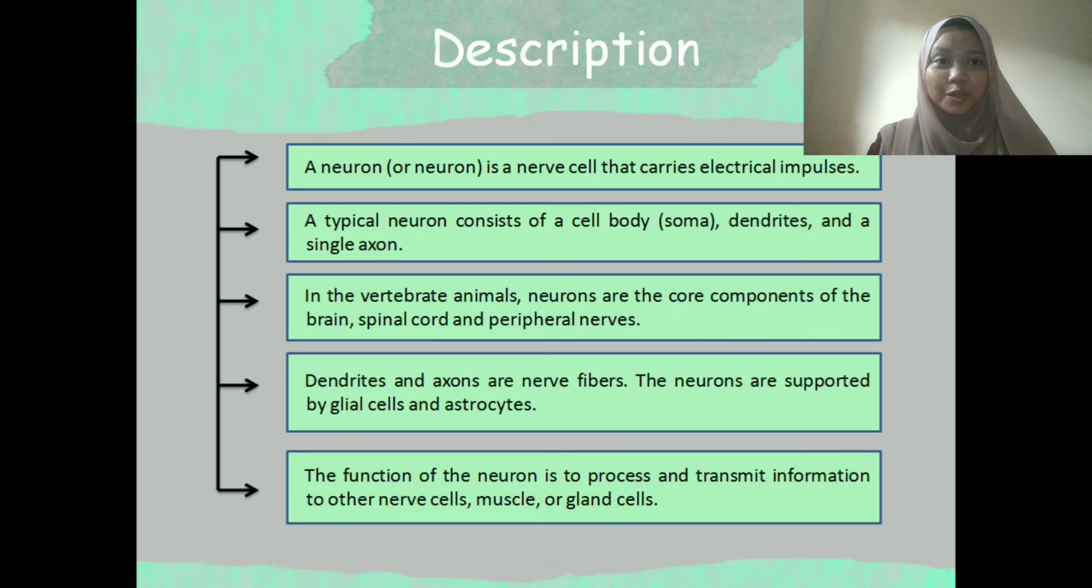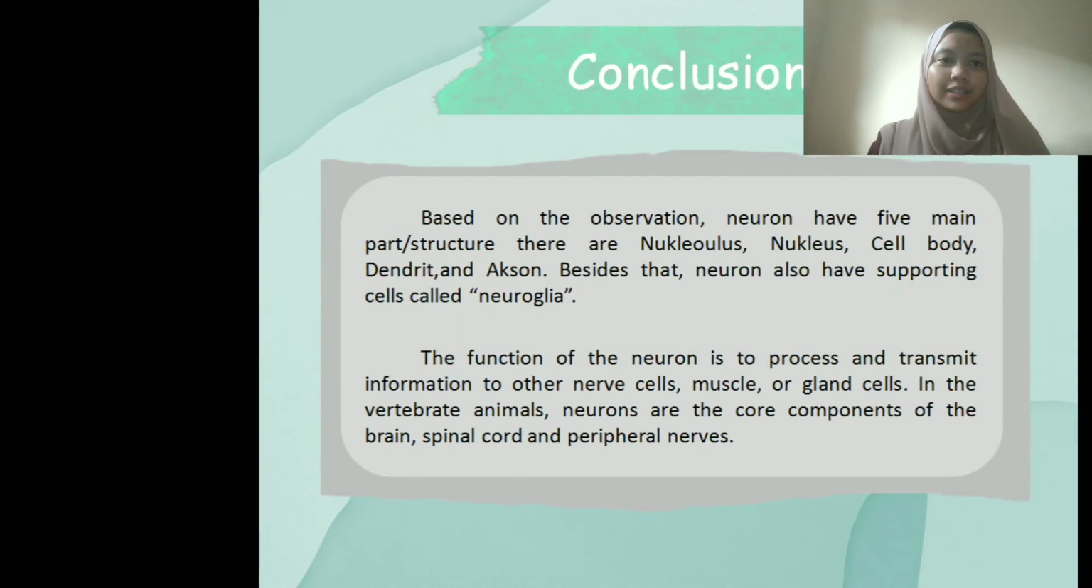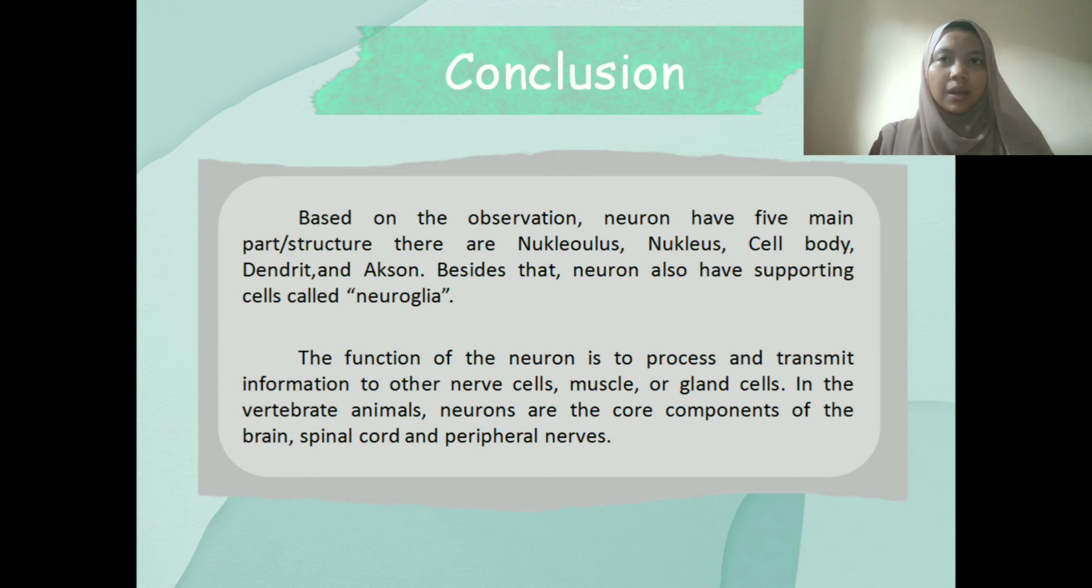Okay, let's go to the last section. The last section is conclusion. Based on the observation, neurons have 5 main parts or structure. There are nucleus, cell body, dendrite, and axon. Besides that, neurons also have supporting cells are called astrocytes or neuroglia. The function of the neuron is to process and transmit information to other nerve cell, muscle, or gland cell.